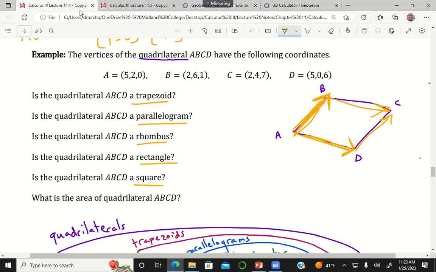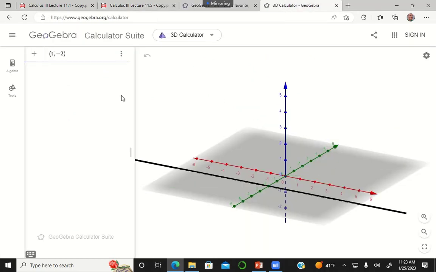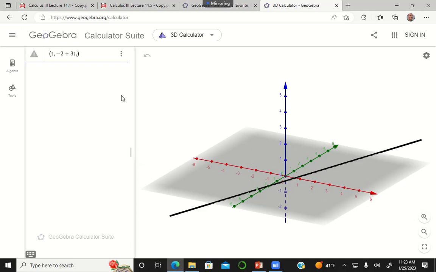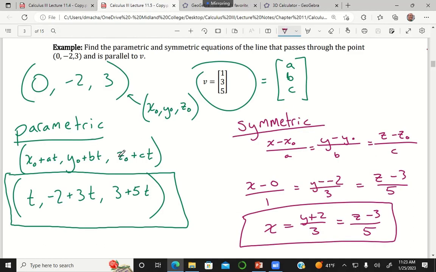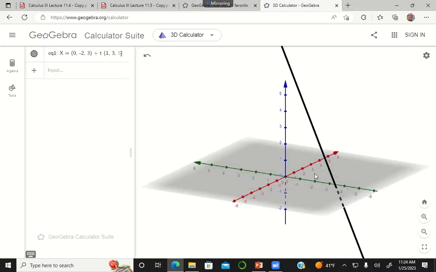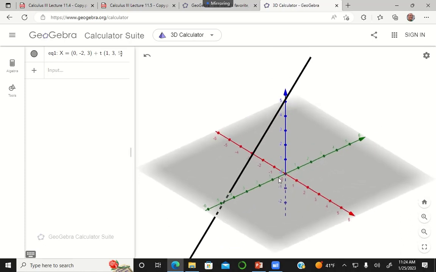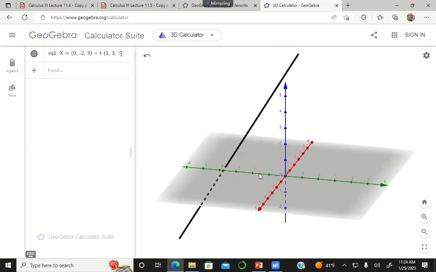So we can do t, comma, negative 2 plus 3t, comma, 3 plus 5t. And sure enough, that was the parametric equations for my line in space. And so you can see that line going through my 3D space here.